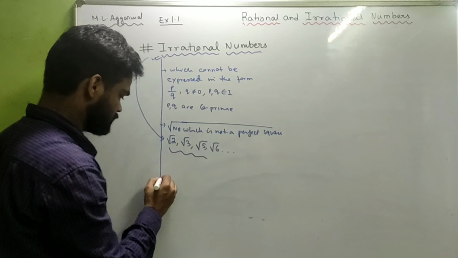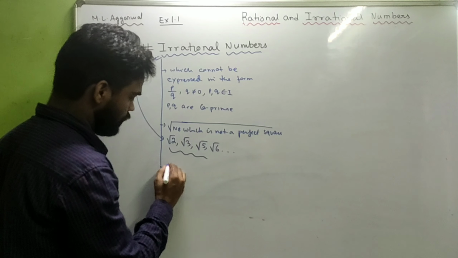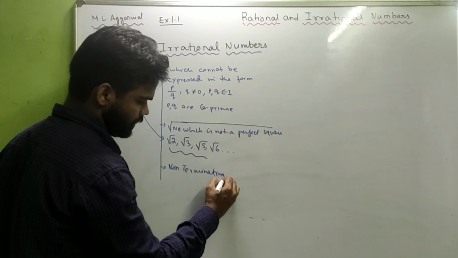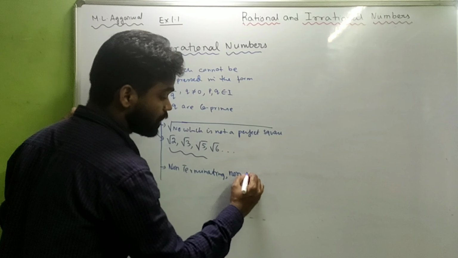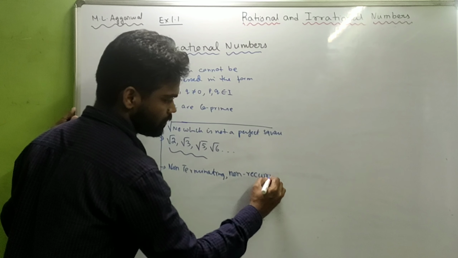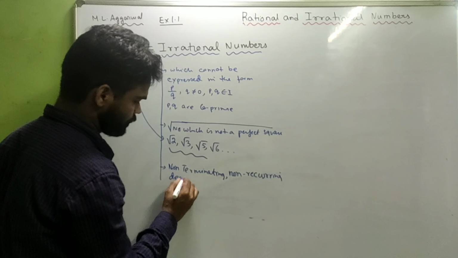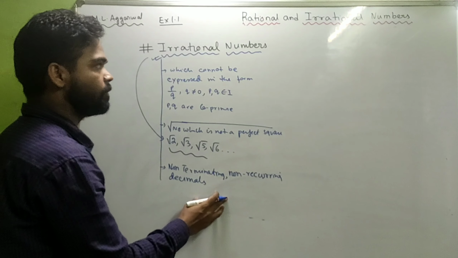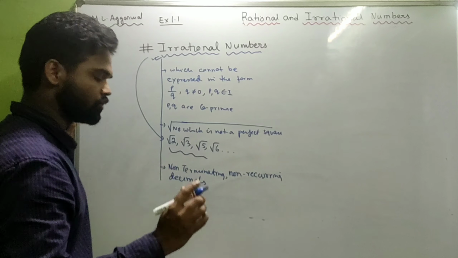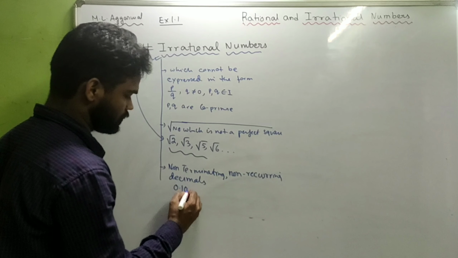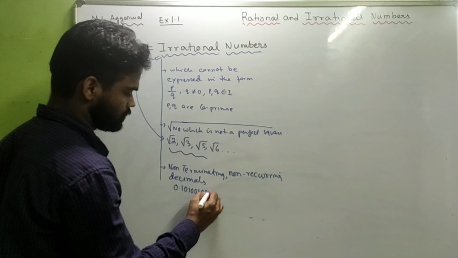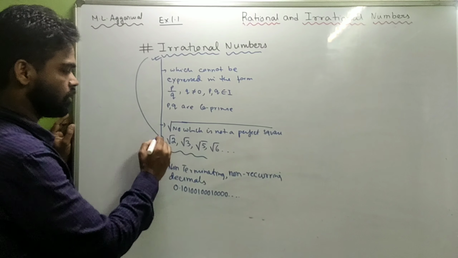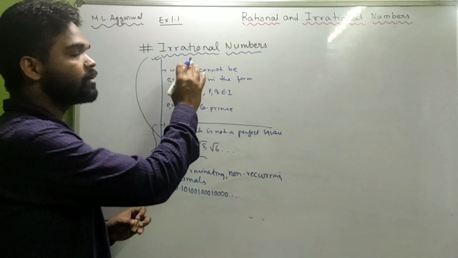Even you can say non-terminating, non-recurring decimals. They are also irrational numbers because they cannot be expressed in the form p by q. For example, if you take 0.10100100010000..., so these are all examples of irrational numbers.